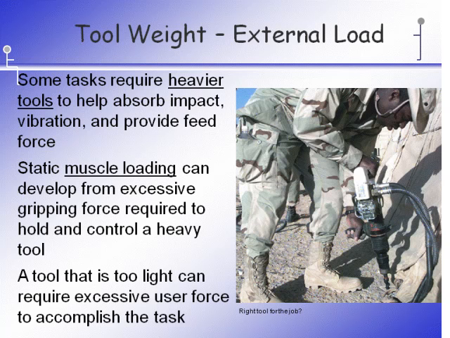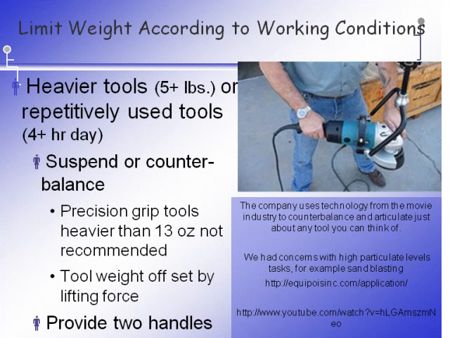The problem with heavier tools is sometimes they create some static muscle loading from holding on to them. But lighter tools aren't always necessarily good for accomplishing a task, especially if you need that driving force created by the weight of the tool. So heavier tools are anything that's more than 5 pounds or has to be used for greater than 4 hours a day. And it's good if you can counterbalance these tools somehow. As far as counterbalancing precision tools, any tool that's heavier than a pound should be counterbalanced. And of course, you can provide two handles, which helps to decrease the amount of forces on any one hand.